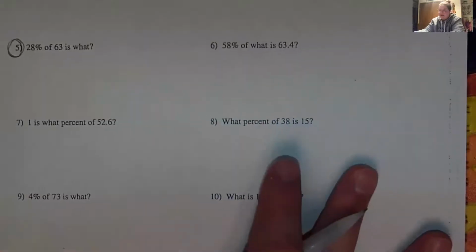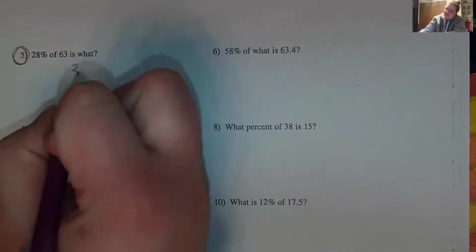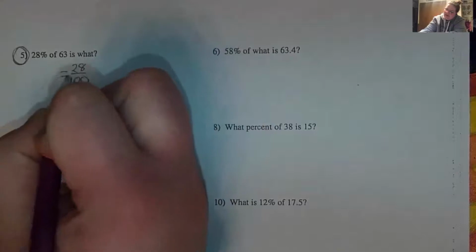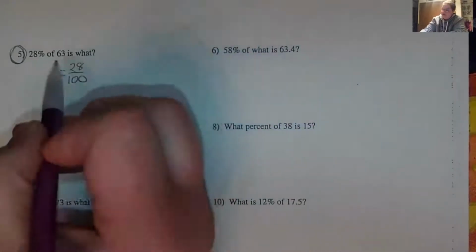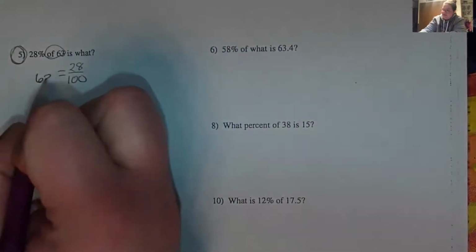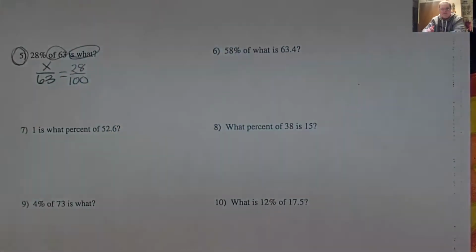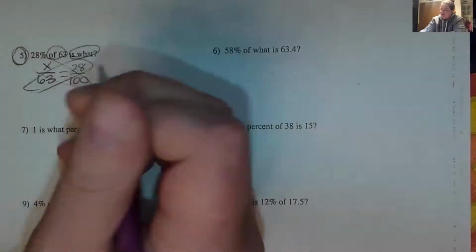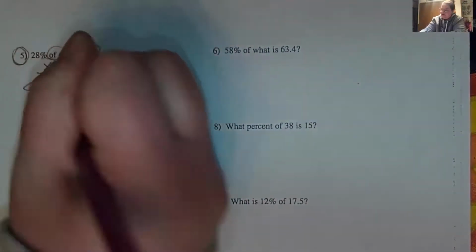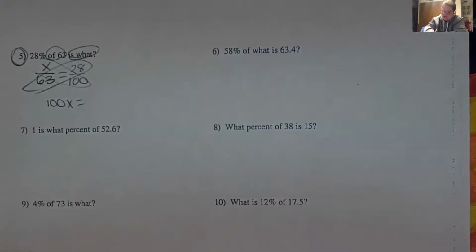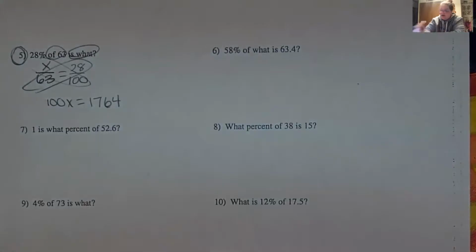Is over of equals percent over 100. Well, I have the percent, so 28 over the 100. And then I have is over of. Well, I have of 63, so I'm gonna put that on the bottom because of always goes on the bottom. Is what, so I'm gonna put an x there. Then just cross multiply. So I have 100x equals whatever 28 times 63 is. Got a calculator right here. 1,764. Divide by 100.